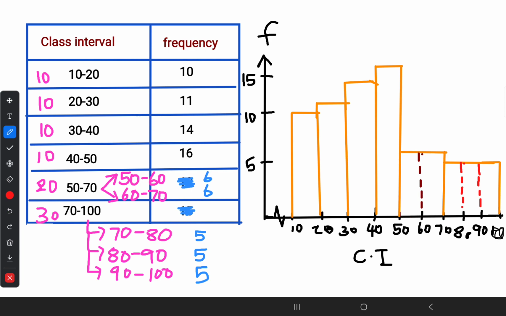And in the last case also, there are 3 individual blocks together producing this giant block. So here also you should use these dotted lines to show the formation of this giant block. That's all for our histogram. If you have a combination of two or more class intervals, this is the way you should follow.